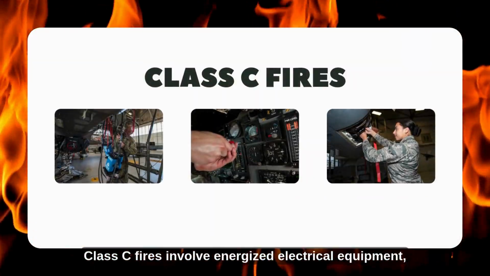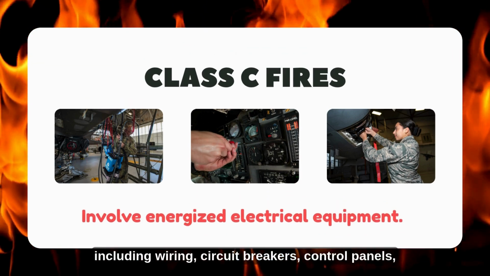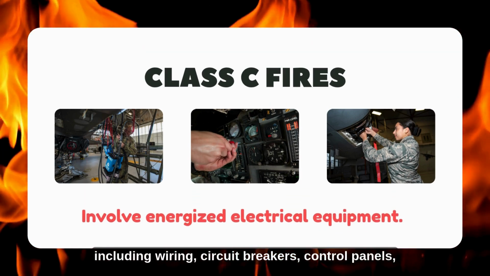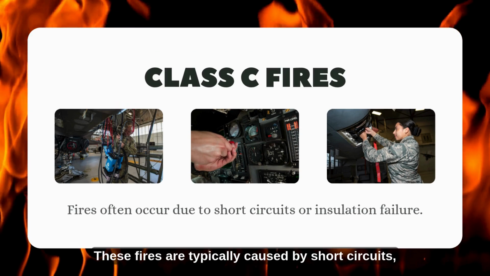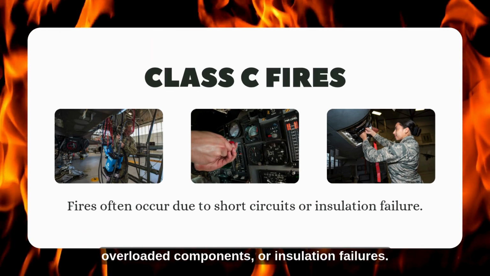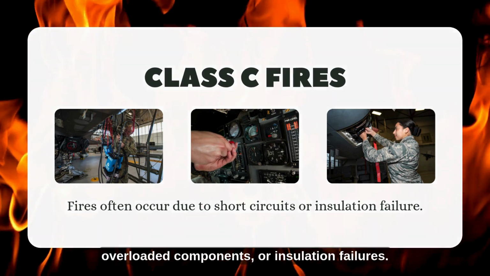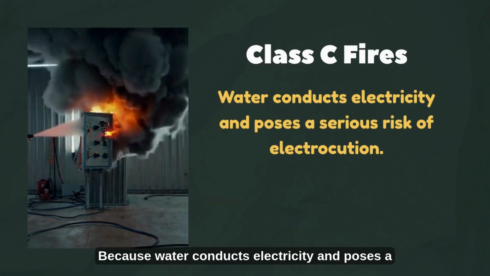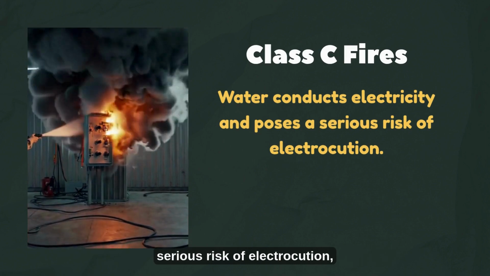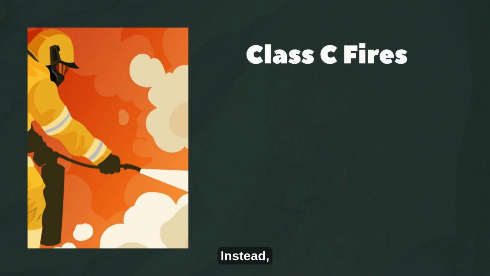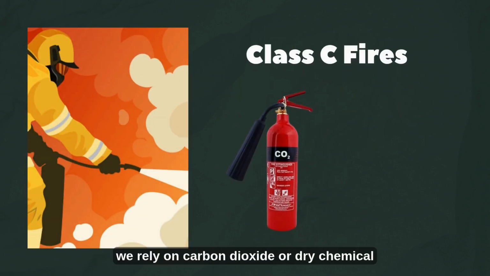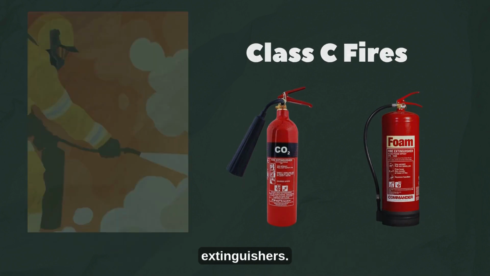Class C fires involve energized electrical equipment, including wiring, circuit breakers, control panels, and avionics systems. These fires are typically caused by short circuits, overloaded components, or insulation failures. Because water conducts electricity and poses a serious risk of electrocution, it must never be used on electrical fires. Instead, we rely on carbon dioxide or dry chemical extinguishers.